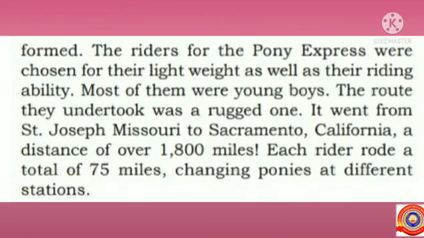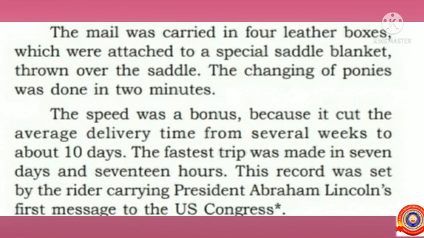It went from St. Joseph, Missouri to Sacramento, California, a distance of over 1,800 miles. Each rider rode a total of 75 miles, changing ponies at different stations. The mail was carried in 4 leather boxes which were attached to a special saddle blanket thrown over the saddle. The changing of ponies was done in 2 minutes. The speed was a bonus because it cut the average delivery time from several weeks to about 10 days. The fastest trip was made in 7 days and 17 hours.